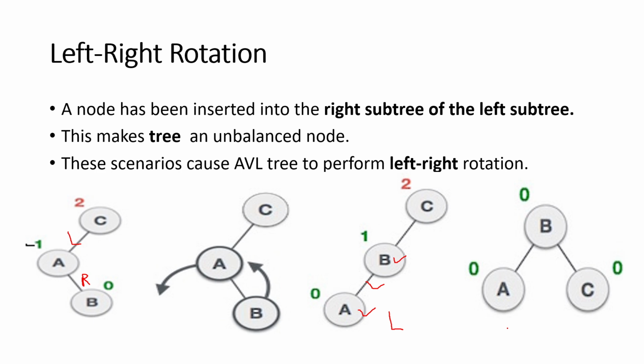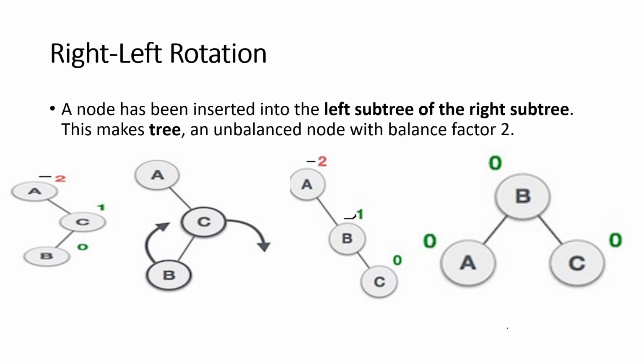We'll take one more case, that is right left rotation. The balance factor of B is 0. Balance factor of C is 1 because left side is 1, right side is 0, 1 minus 0 is 1. Balance factor of this is 0 minus 2. Left side is 0, right side is 2. That is why it's minus 2. This is the node that is violated. That means the new node is inserted to the left of the right subtree. This is the right subtree, and to this we have inserted to the left.